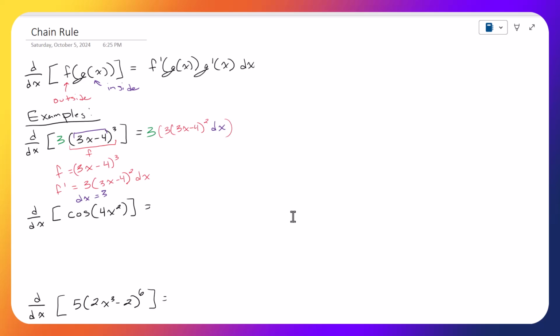And now making this cleaner, I'll do it piece by piece. We have 9, because 3 times 3x minus 4 squared dx, and we said our dx is 3, so now 9 times 3 is 27. We get 27 times 3x minus 4 squared. And there's our derivative of the first one.